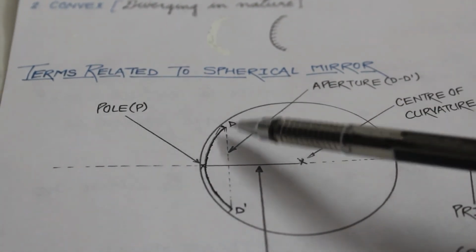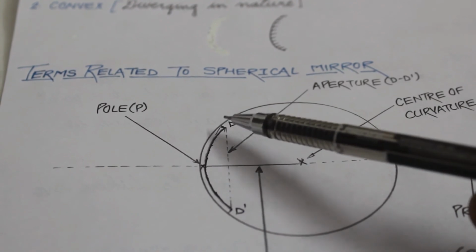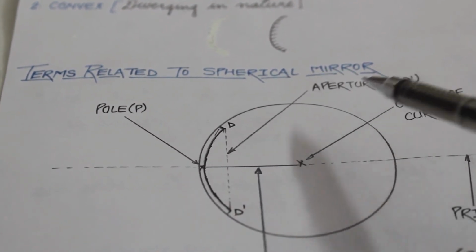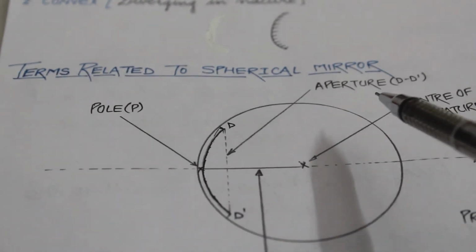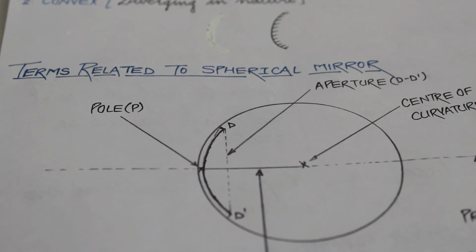Now as you can see, this dotted line which connects the two ends of the mirror is basically the diameter of the reflecting surface. This is known as aperture. So these are some of the terms related to spherical mirrors, which would be helpful for us in finding out various positions of images formed when the object is kept at different positions in front of a mirror.